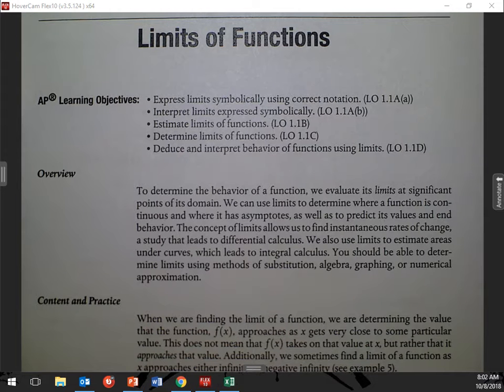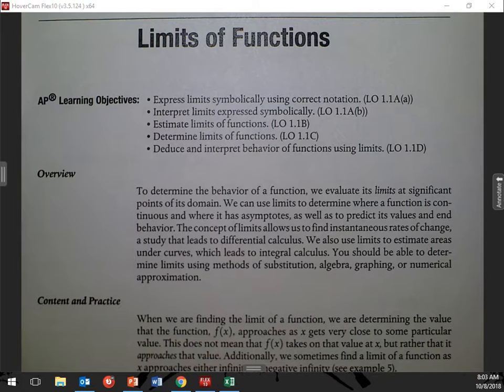Okay, so limits of functions. Everything we're doing today has to do with limits and going back over limits to re-emphasize and concrete the idea of limits. I'm going to go over the basic parts first, then we're going to break up, do a little group work, and then come back and do the next part.